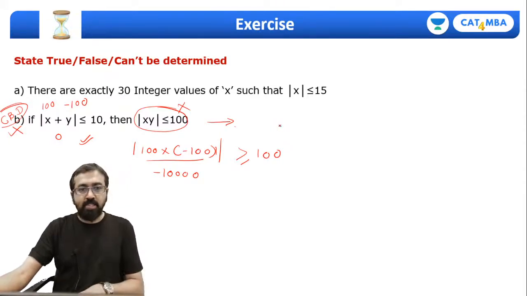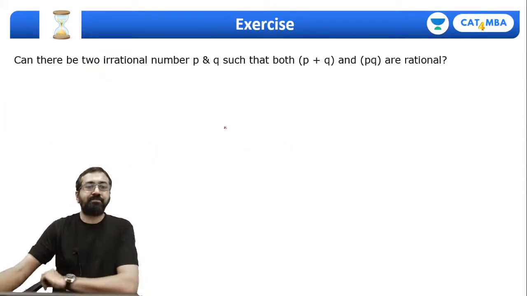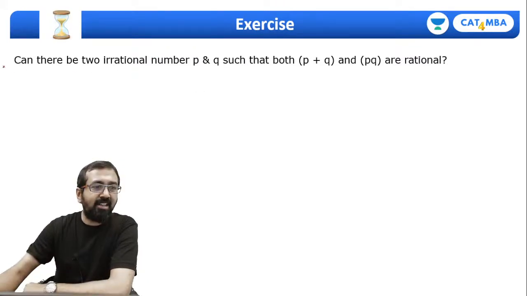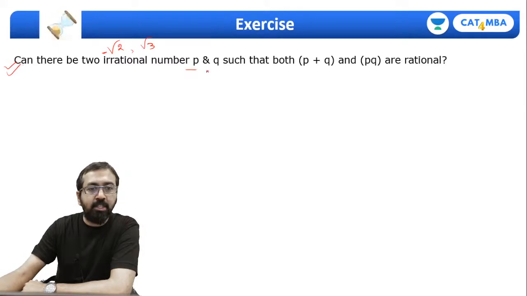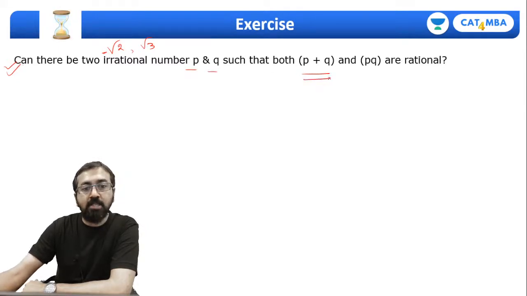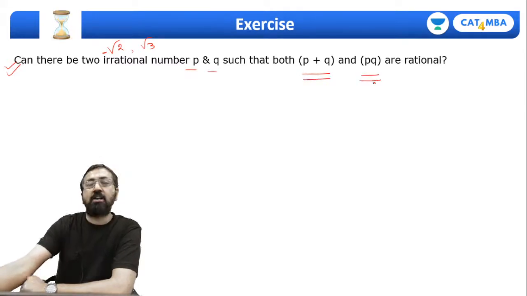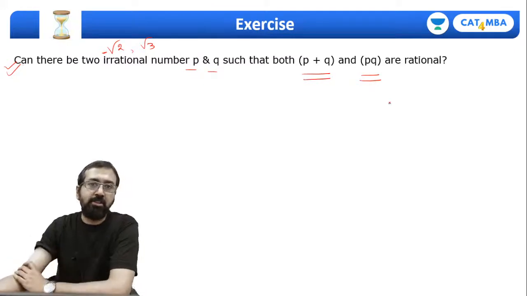Great, guys. So let's look at one more question. Now this is again a tricky question. Can there be two irrational numbers p and q? Do you understand what are irrational numbers? Root 2, root 3. Even if I take minus root 2, it will be an irrational number only. So all of these are irrational numbers. p and q such that both p plus q and p into q are rational. Both should be rational.